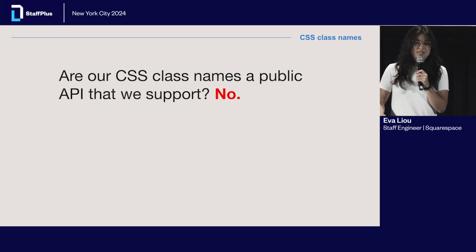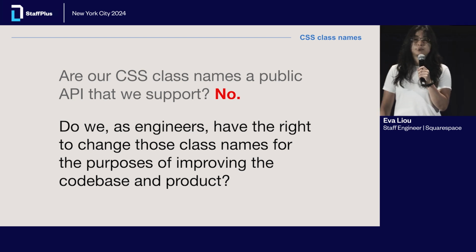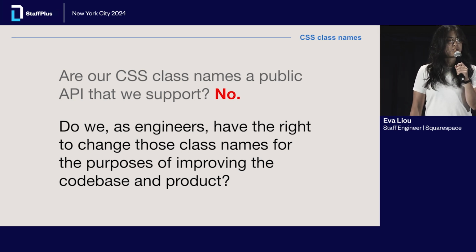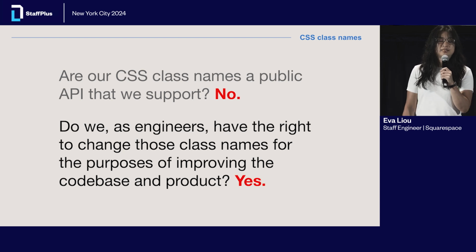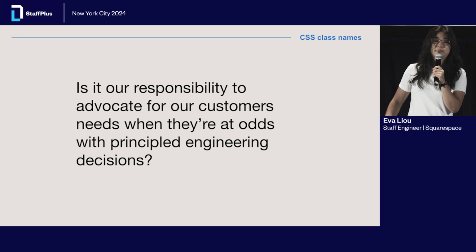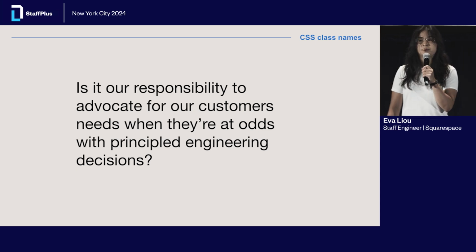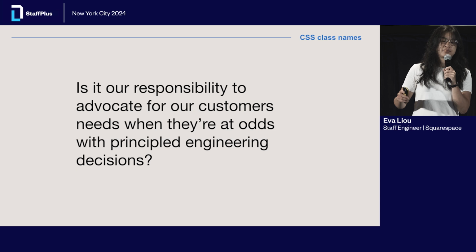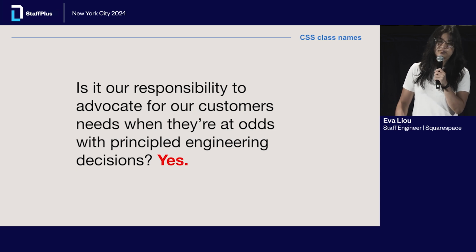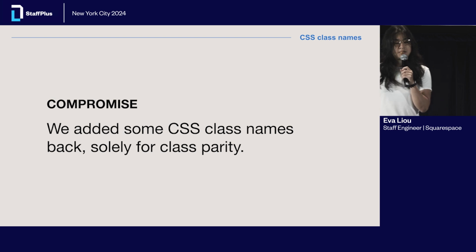No. And do we, as engineers, have the right to change those class names for the purposes of improving the code base and product? Yes. But let me add a third question. Is it our responsibility to advocate for our customers' needs when they're at odds with principled engineering decisions? Also, yes. And we decided that we couldn't just break all those sites, and we came to a compromise.